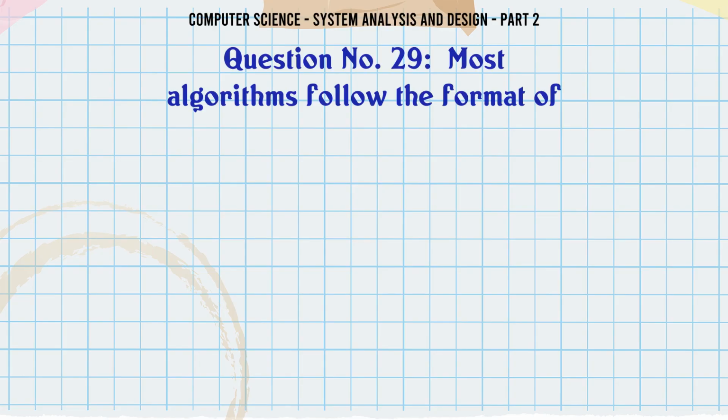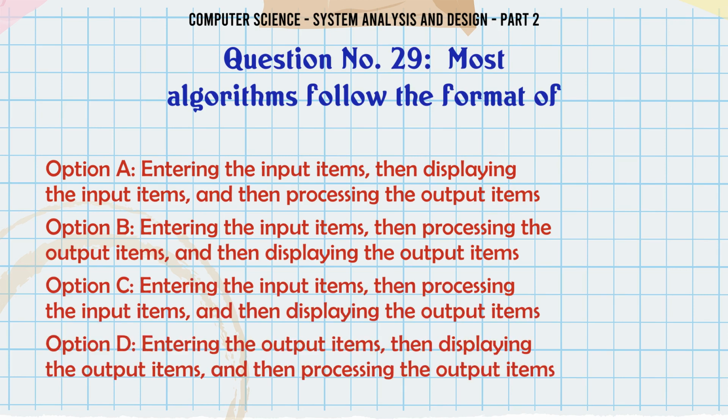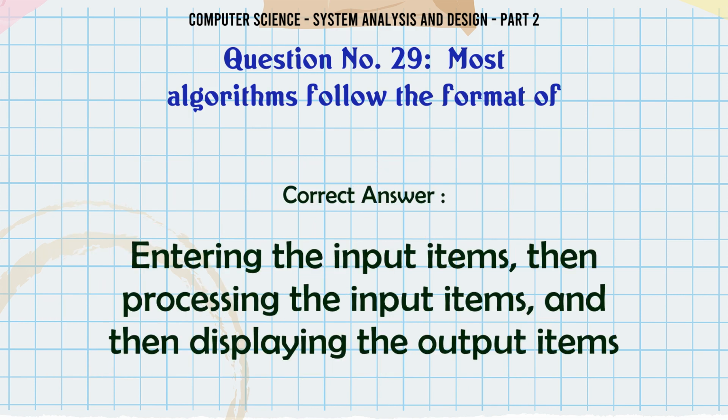Most algorithms follow the format of A. Entering the input items, then displaying the input items, and then processing the output items. B. Entering the input items, then processing the output items, and then displaying the output items. C. Entering the input items, then processing the input items, and then displaying the output items. D. Entering the output items, then displaying the output items, and then processing the output items. The correct answer is entering the input items, then processing the input items, and then displaying the output items.